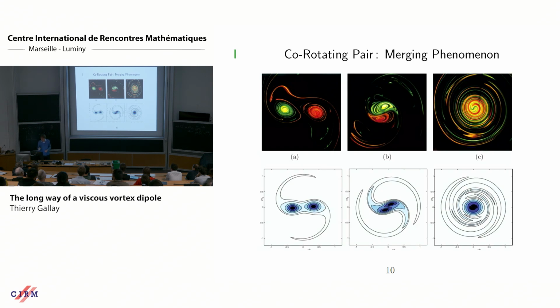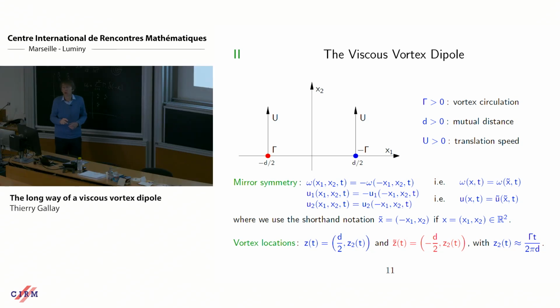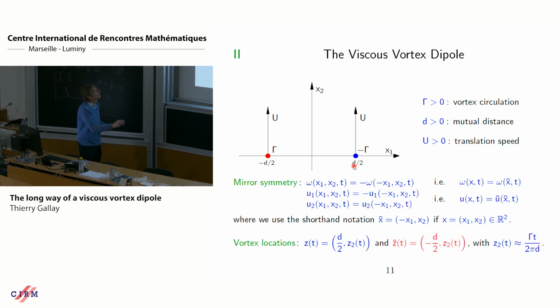Okay, so this was the end of my long introduction, and now I will focus for the rest of the talk just on the very simple case of a viscous vortex dipole. So let me start again from the beginning. You consider initial data for the Navier-Stokes equation where you have two vortices. You have a vortex of positive circulation gamma, located at the place (-d/2, 0), and a vortex of negative circulation -gamma, located at the position (d/2, 0).